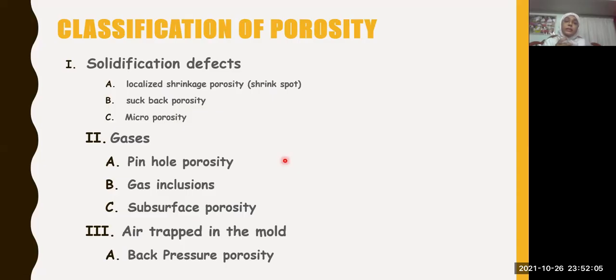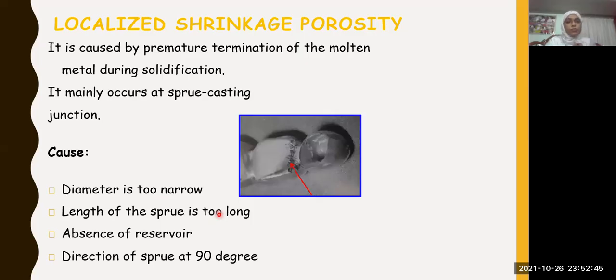Now this porosity again has a wider classification. You can classify these porosities into three types: the porosities which occur because of solidification defects, porosities which occur because of the gases, and porosities which occur as a result of air which is trapped in the mold. Because of solidification defect, you have three different types of porosities, which are localized shrink porosity, suckback porosity, and microporosity. Based on the gases, you have pinhole porosity, gas inclusion porosity, and subsurface porosity. And the air which is trapped in the mold gives rise to back pressure porosity. Okay, so let us see about each in detail.